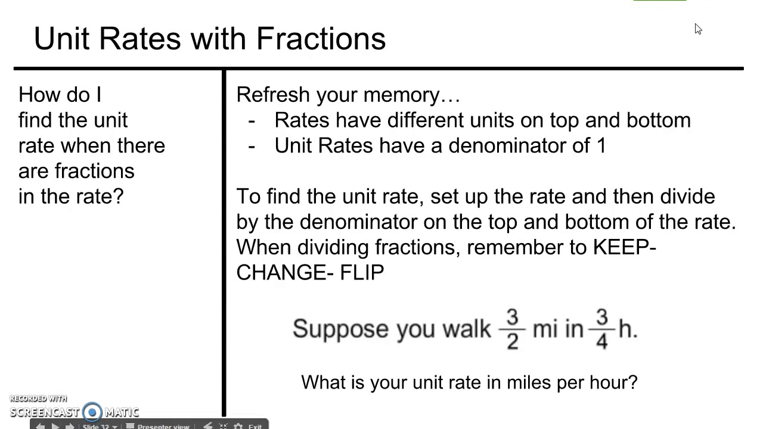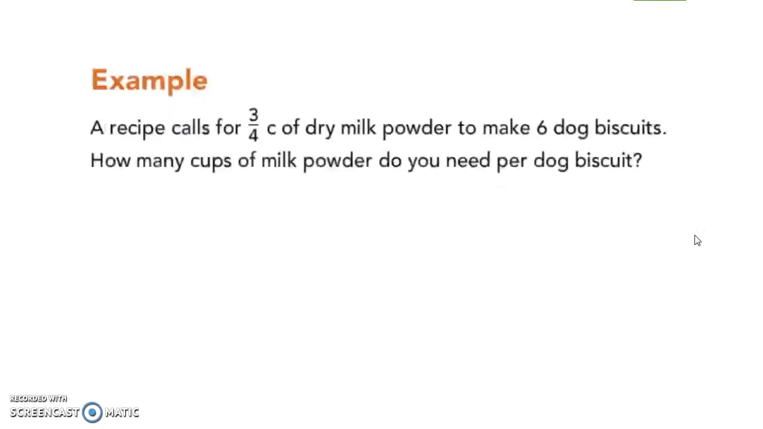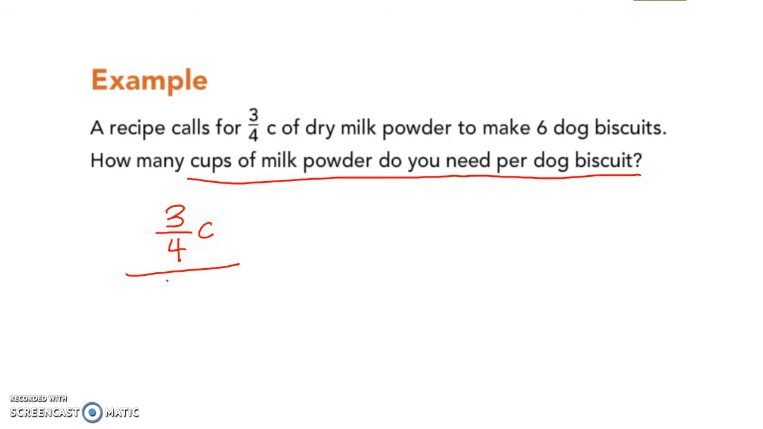All right, last one, unit rates with fractions, same difference. To find the unit rate, set up the rate, and then divide by the denominator. So we're going to divide, keep, change, flip. Let's do this one. 3/4 a cup of dry milk powder to make 6 dog biscuits. We want to find how many cups of milk powder you need per dog biscuit. So that's telling me the order. 3/4 a cup for 6 dog biscuits.